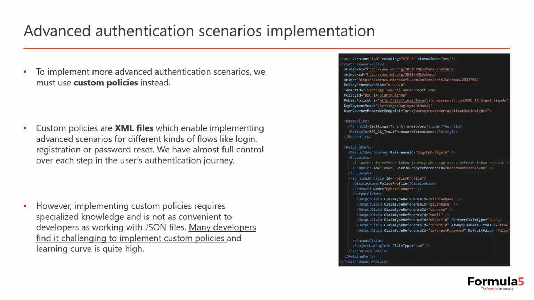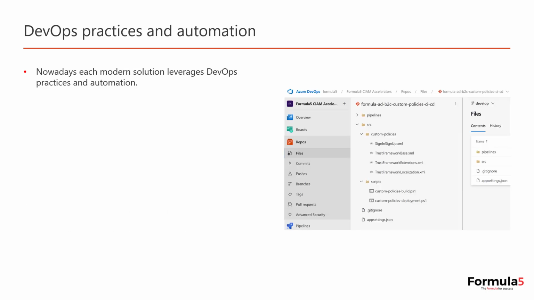So on the right side, we can see a fragment of such custom policies. This is an XML file with a special structure, of course, and there is broad documentation for Azure AD B2C, but still it can be challenging to implement it by a developer who is learning about the identity topics.